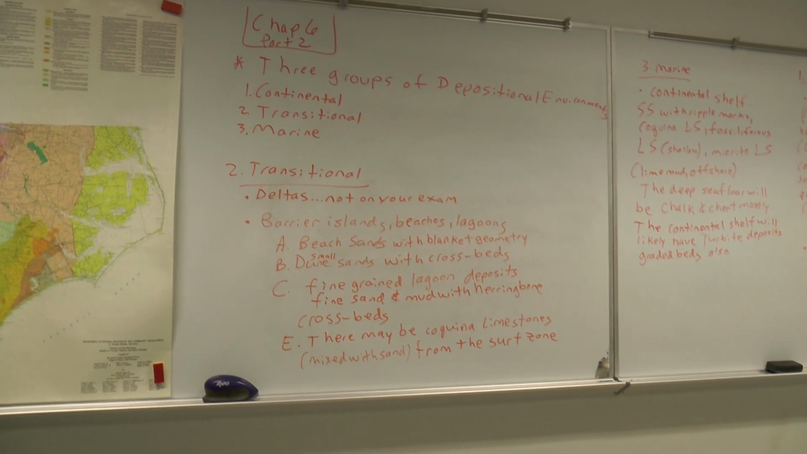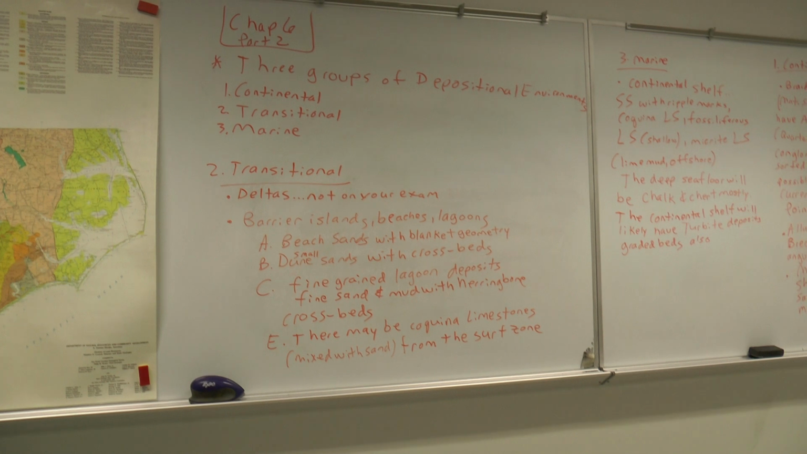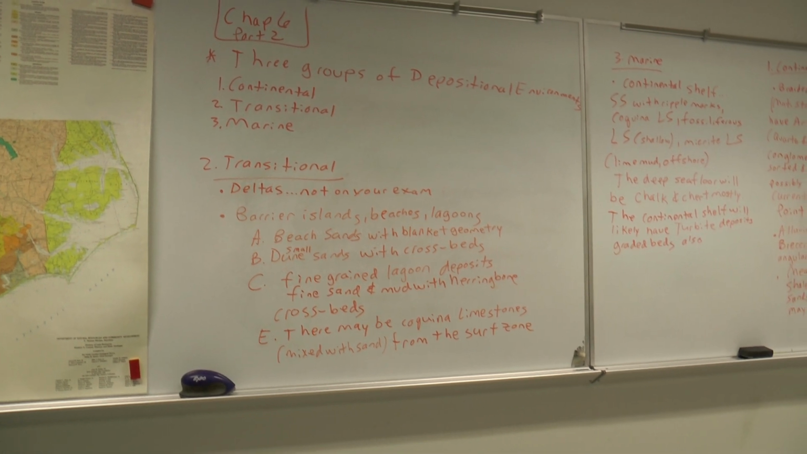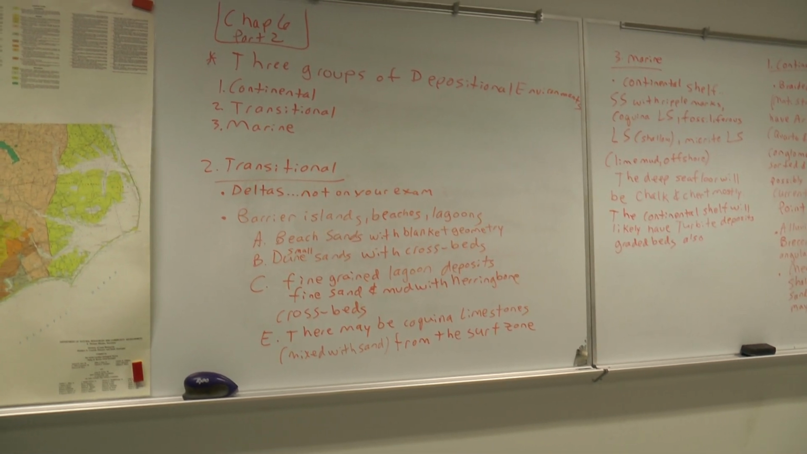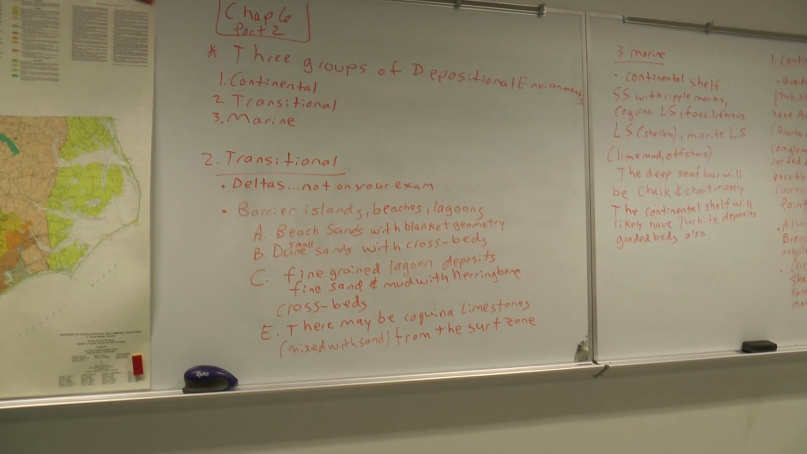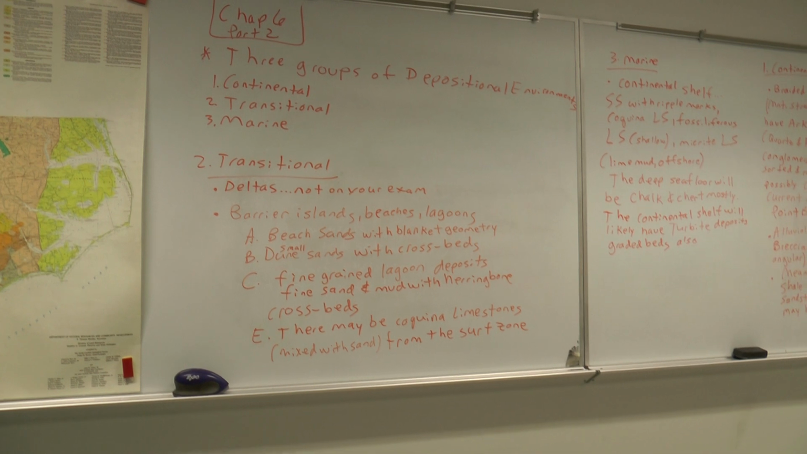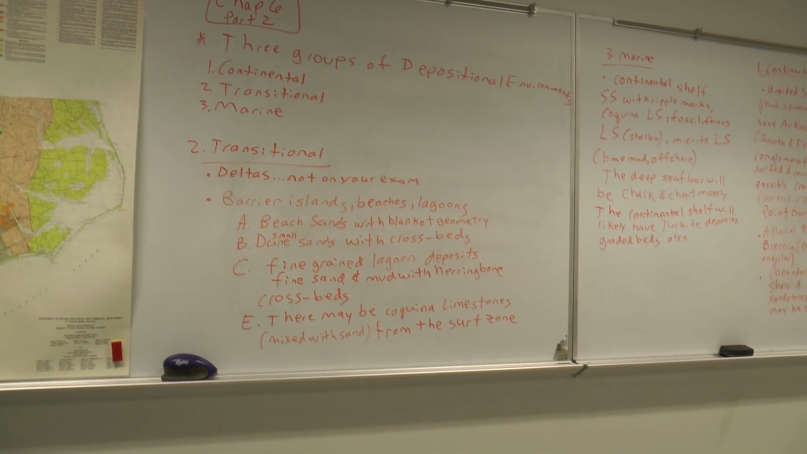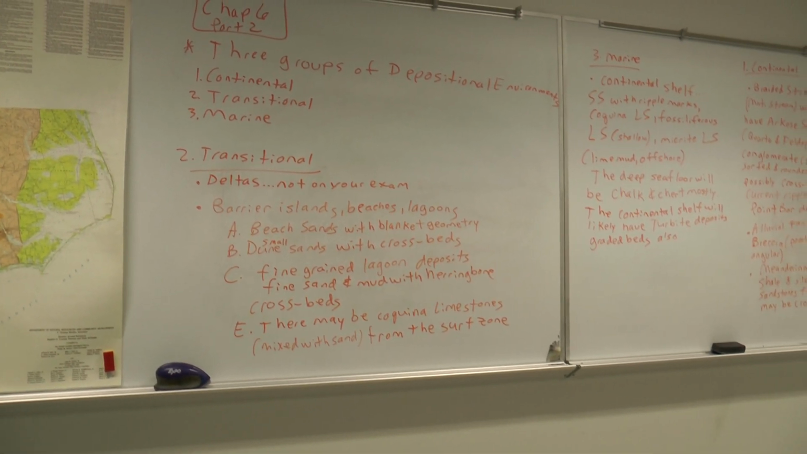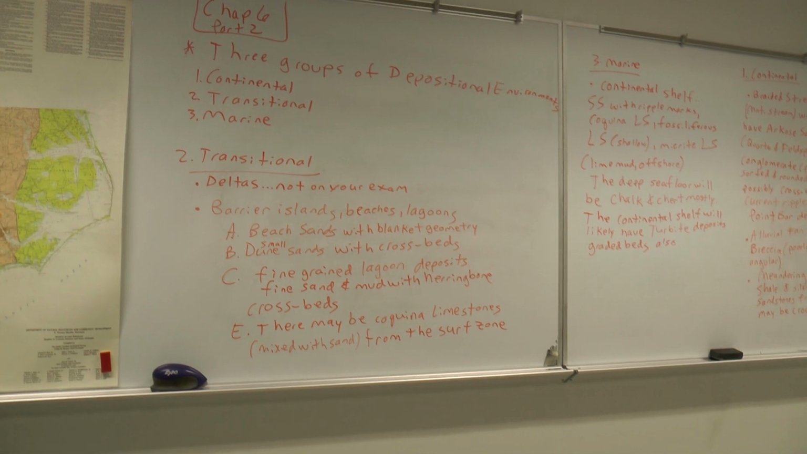This would include things like deltas. We won't have anything about deltas on my exam for the lecture portion. So what kind of things might we see? Well, barrier islands, beaches, lagoons, which also sometimes just means back barrier marsh. You know, like between a barrier island and the mainland. That's what we mean by a lagoon.